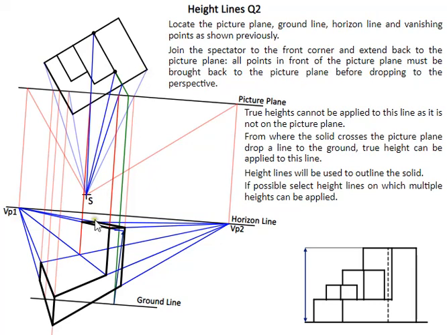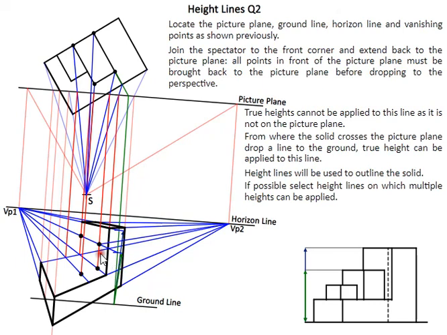Next we'll take another height, so we'll mark off our second height on the height line with a compass, vanish it back to VP1. This allows us to get this edge here, and this allows us to draw this section here.